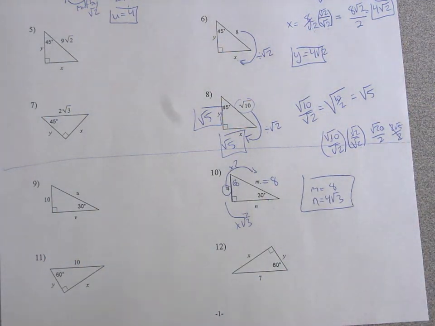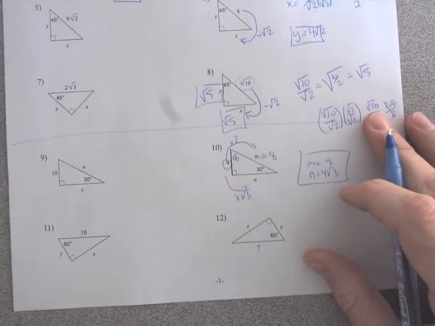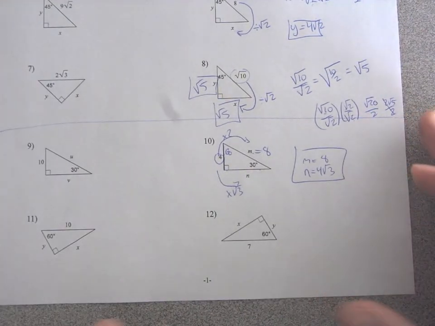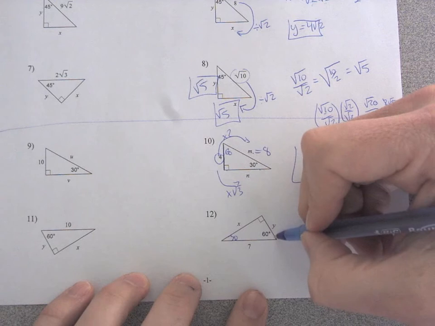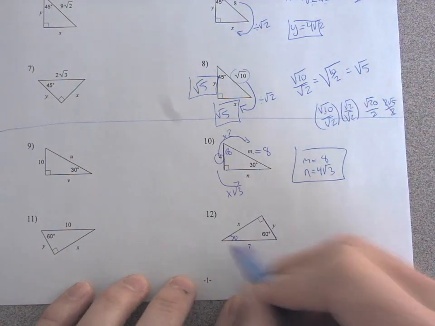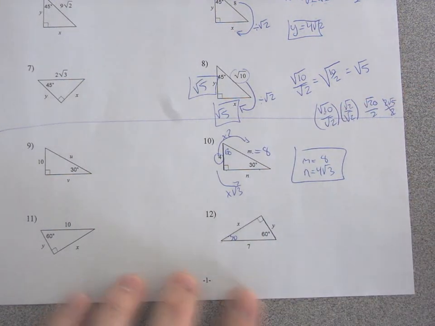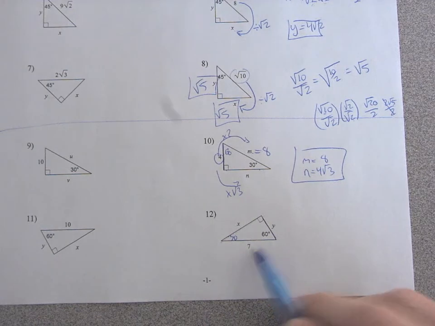Okay? Again, every 30, 60, 90 right triangle is similar to every other 30, 60, 90 right triangle, which means that the sides are always in the same proportion. They always have the same relationships to each other. Okay, let's take a look at 12. So here's 30, 60, 90. This is the short guy. Here's the hypotenuse, and here's the long leg. Okay? Again, hypotenuse to short.